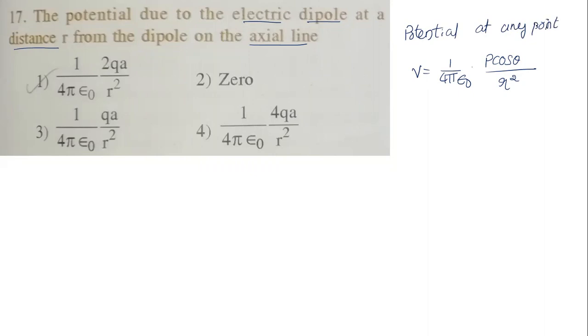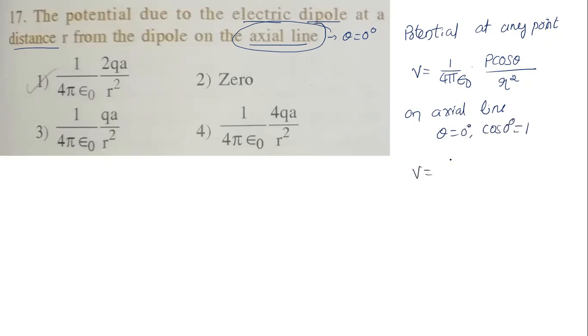Now the question is asking us about the axial line. Axial line means what now? Theta must be equal to 0 degree. So then what will happen? Cos 0 degree on the axial line. On the axial line, theta is 0 degree. Then cos 0 degree becomes what now? 1.